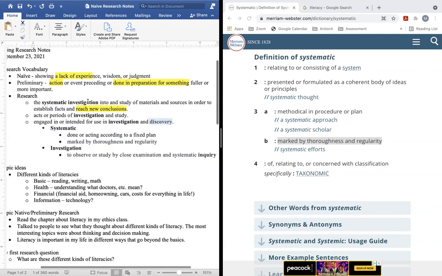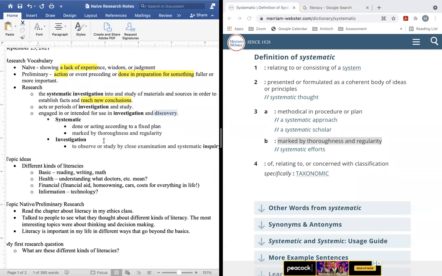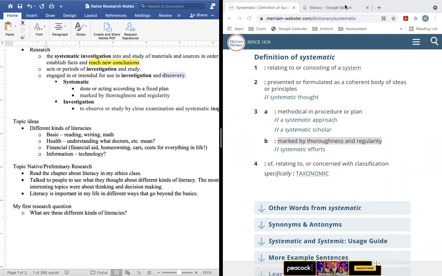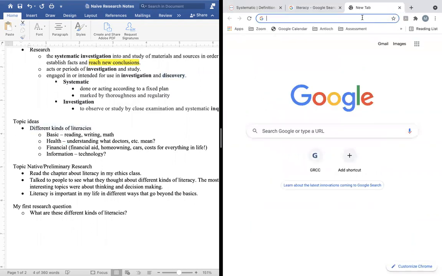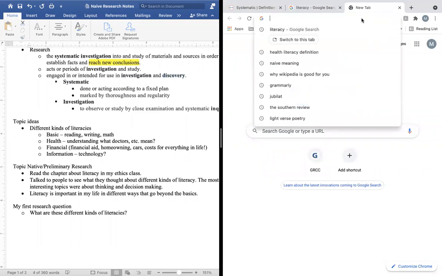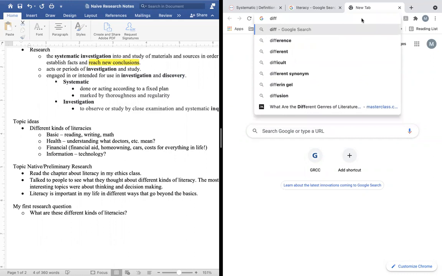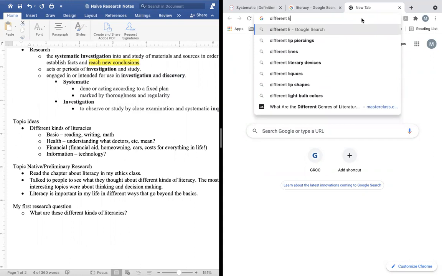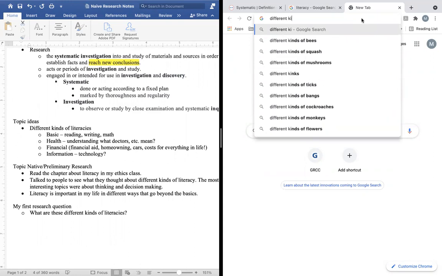So this right here is an example of naive or preliminary research, just defining words so you can get a handle on the definitions that work best for you. Okay, so the topic ideas that I'm considering have to do with different kinds of literacy. I know basic literacy like reading and writing, but people type things all the time into Google, so I'll use that as a way to actually try to investigate some things. So this would be an example of naive or preliminary research.